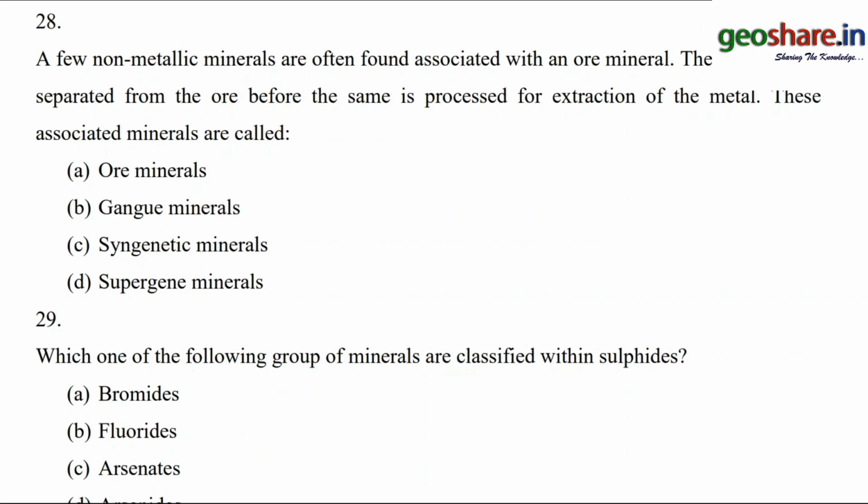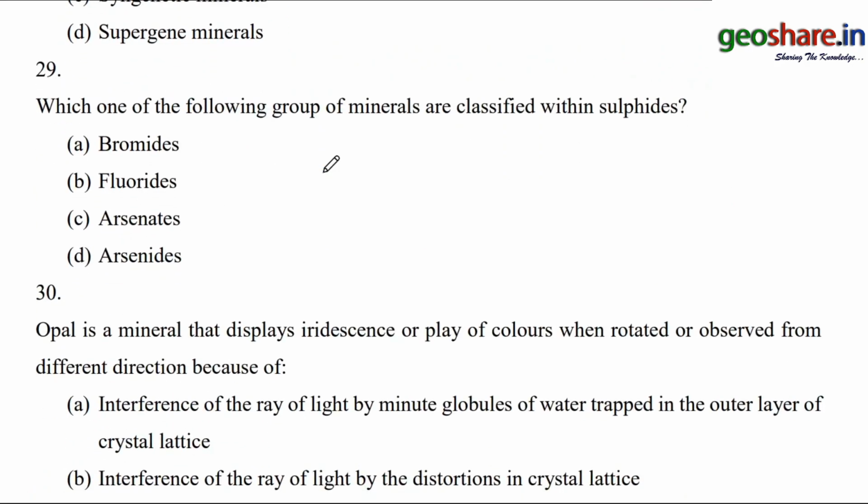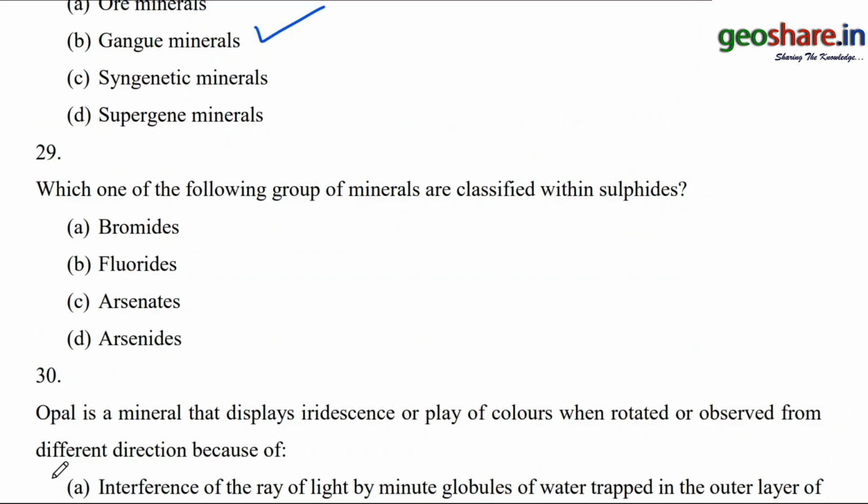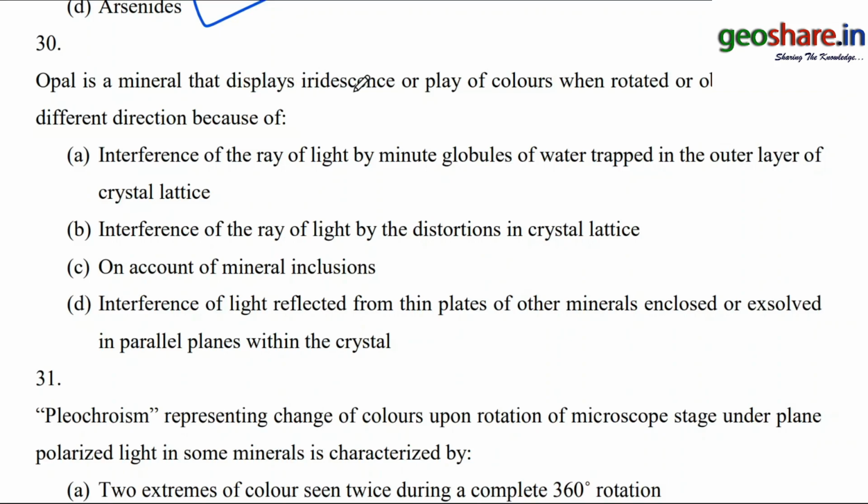A few non-metallic minerals are often found associated with ore minerals. These have to be separated from the ore before the same is processed for extraction of the metal. These associated minerals are called gangue minerals. Which one of the following groups of minerals are classified within sulfides? Arsenides.